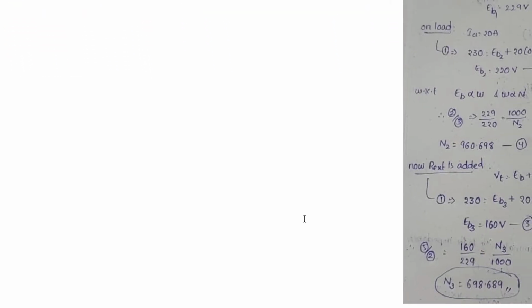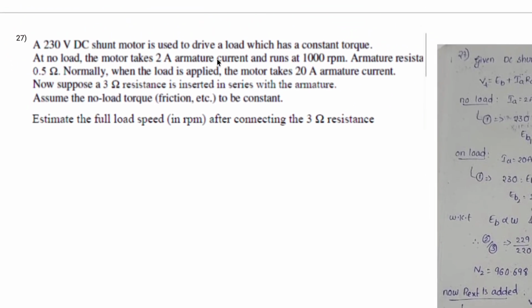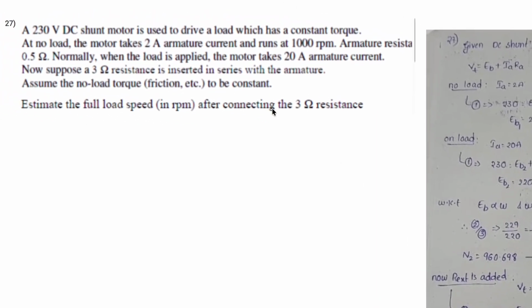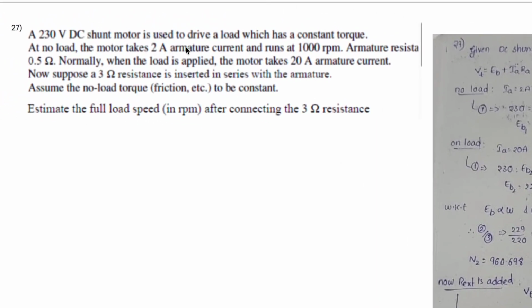It is given a 230 volts DC shunt motor driving a load such that it is a constant torque load. At no load the motor takes 2 amperes and runs at 1000 rpm, with armature resistance 0.5 ohms. At load, another armature current of 20 amperes is given. He is asking, if a 3 ohm external resistance is connected in series with the armature, what is the full load speed after connecting the 3 ohm resistance.